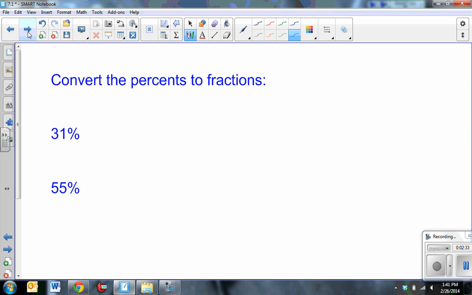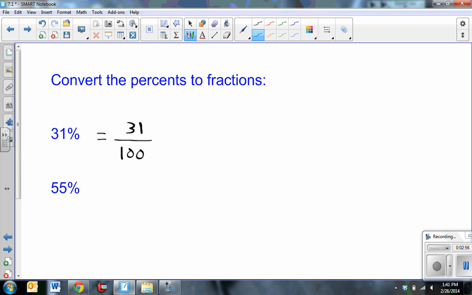Okay, great. How about converting the other way? Now we want to go from percents to fractions. And again, if we remember the word percent means per 100, then 31% is the same as 31 per 100, or 31 over 100. And we know 31 and 100 are relatively prime, so we're done.